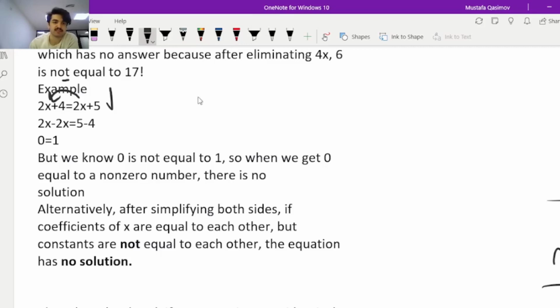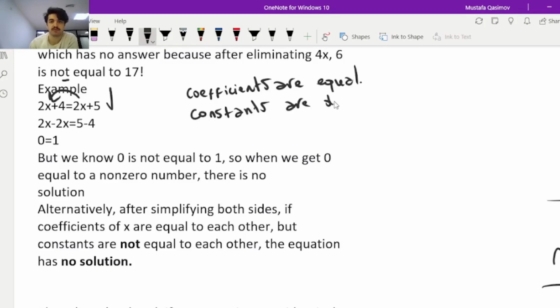Or simply we can say when the coefficients of x are equal to each other, are the same, and the constants are different, then there will be no solution.